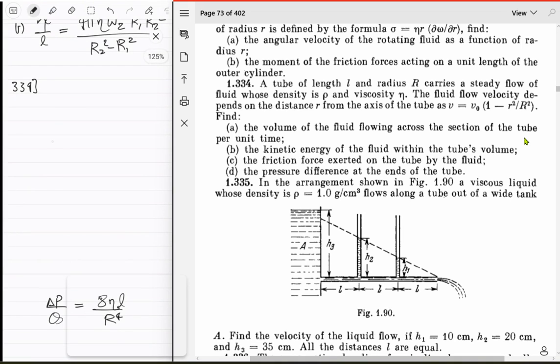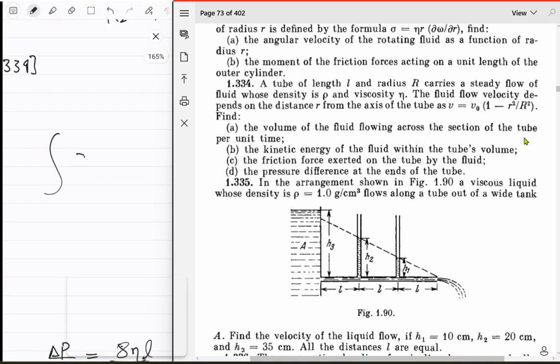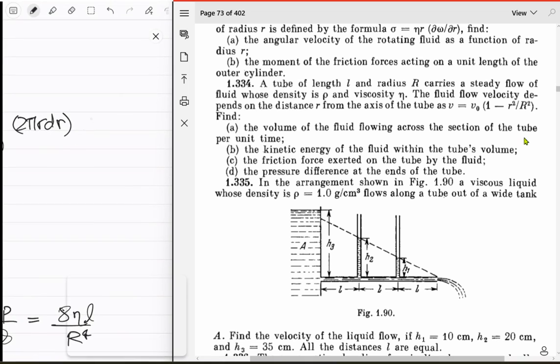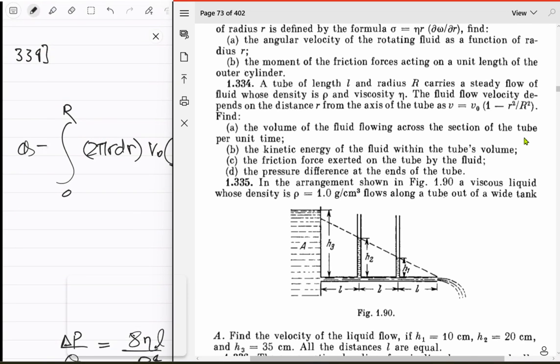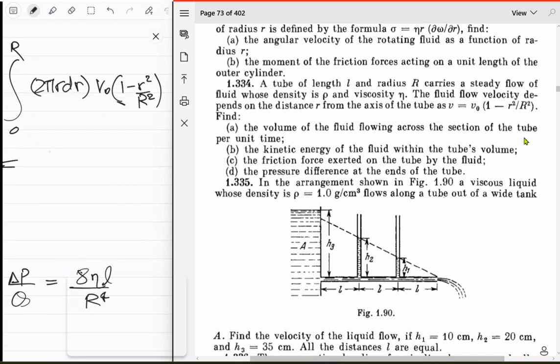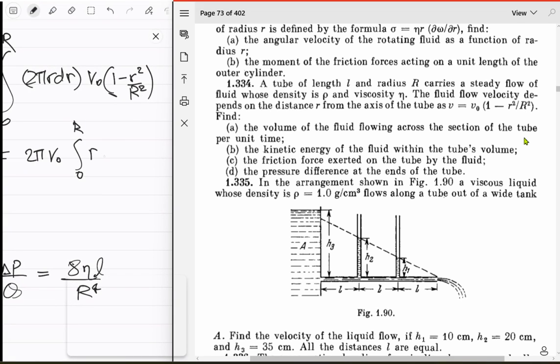Yeah. It is the integration of the cross-section area, just 2 pi r dr, times the velocity, which is v naught times 1 minus r squared upon R squared. This will be the dq, and then integration of this from r equal to 0 to capital R. That's our Q, which is what? So just have 2 pi v naught, then the integration through to capital R of r minus r cube upon R squared, and then you got dr over there.